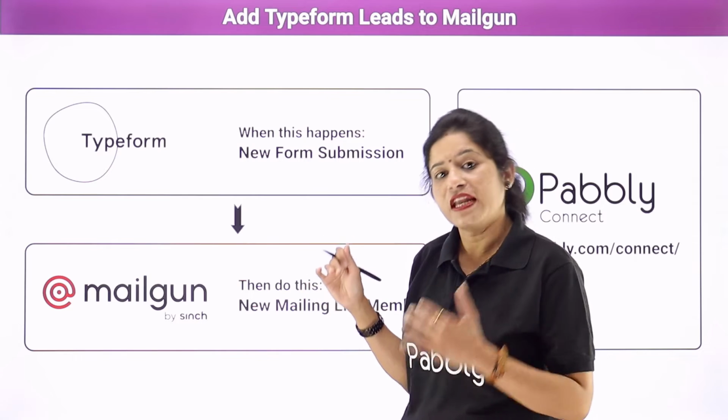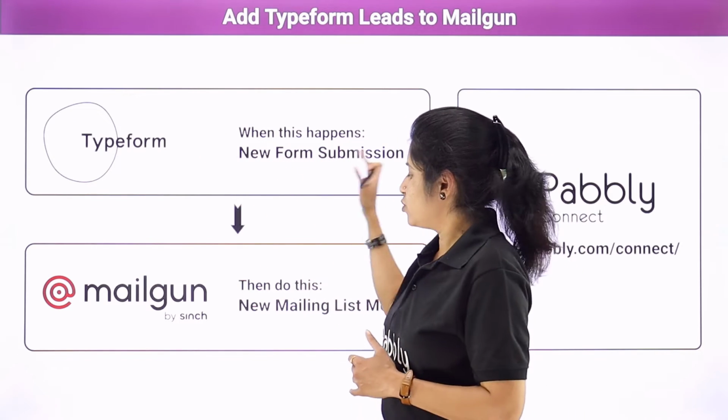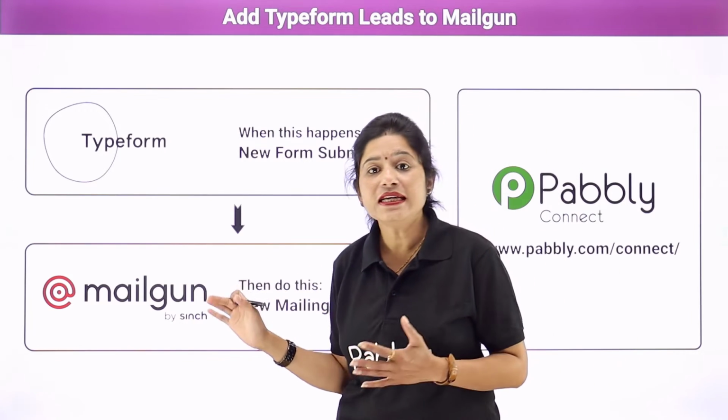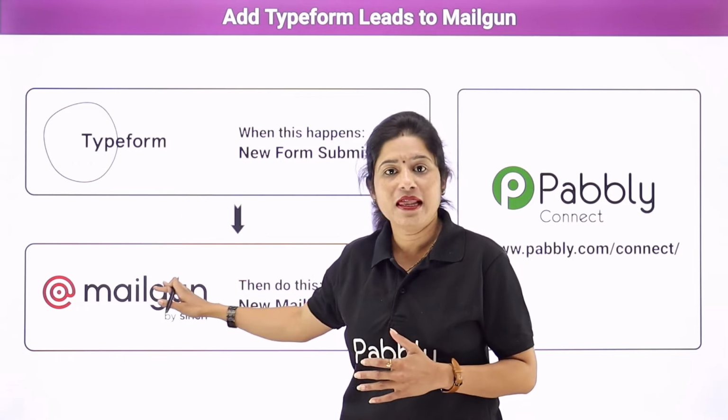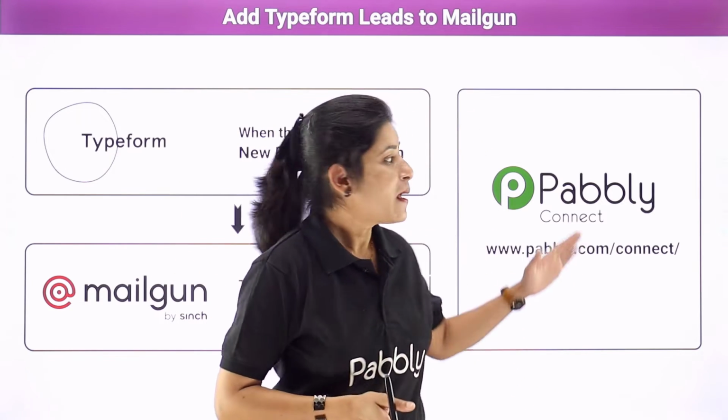Now you want that whenever a customer fills that particular form, automatically the details of the customer should be added to your Mailgun mailing list. For that we need to create a connection between Typeform and Mailgun. So to create a connection, we are going to use a software application named Pabbly Connect.